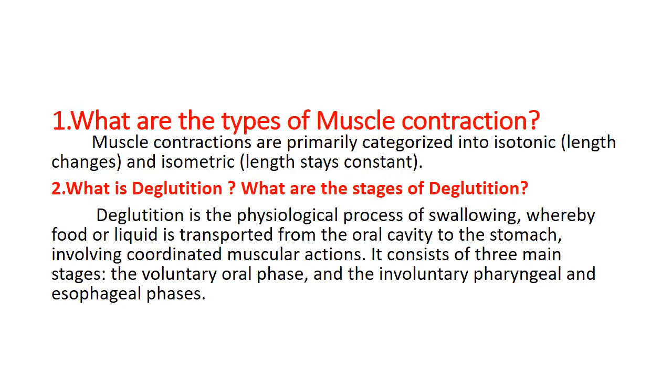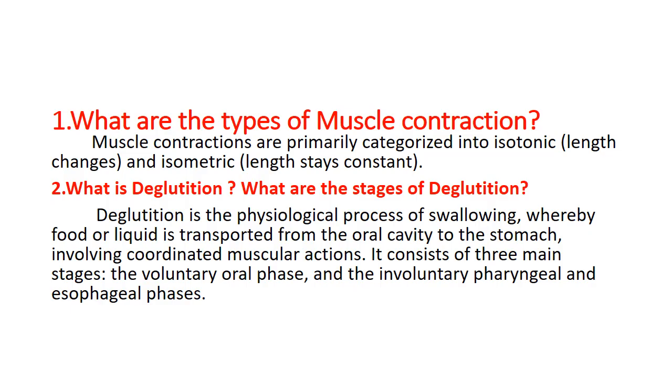It is asked, what are the types of muscle contraction? Muscle contractions are primarily categorized into isotonic and isometric. In isotonic, there are changes in the length of the muscles. And in isometric, the length stays constant. There will not be any change in the length of the muscles.